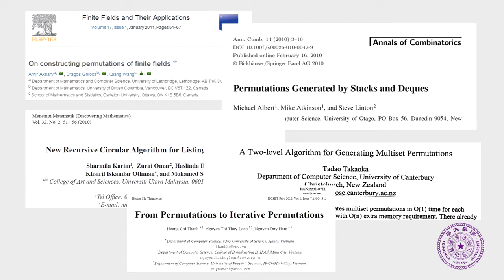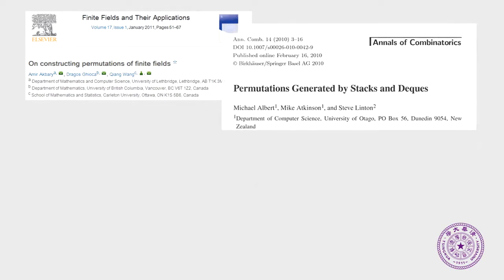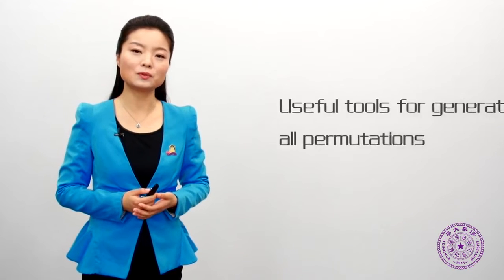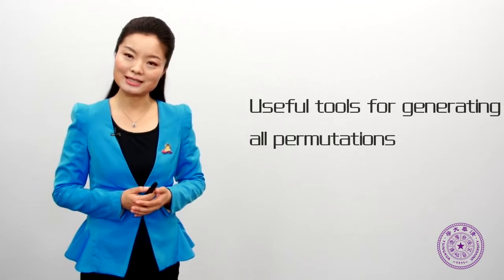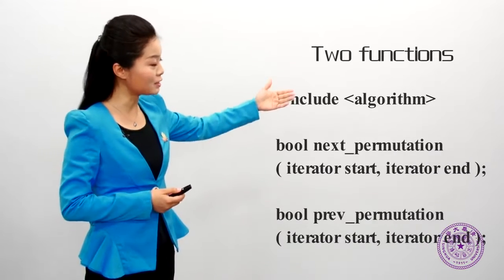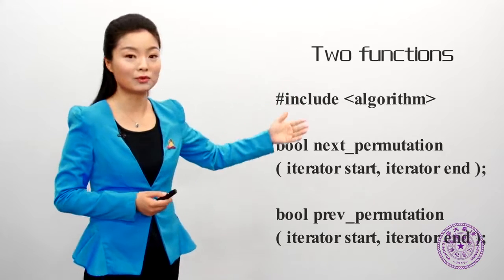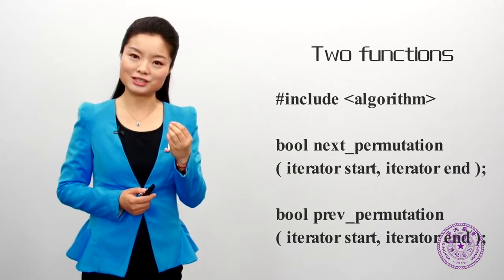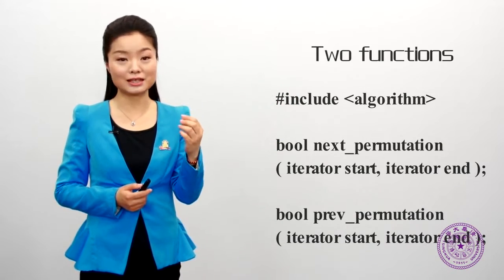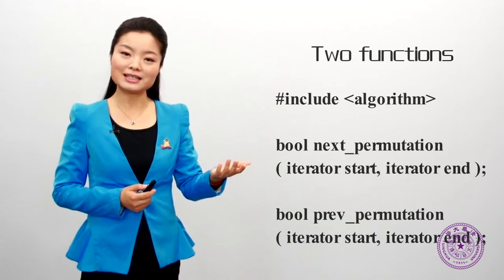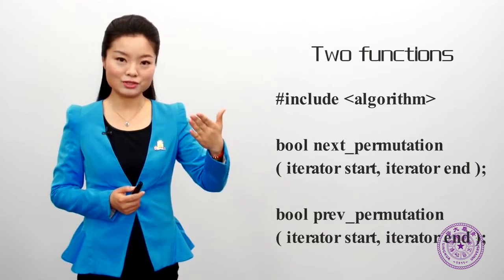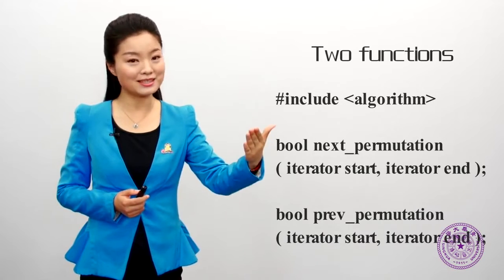different situations. Actually, what we use the most is two useful tools provided in STL. Let's see, in STL, there are two functions. One is next_permutation, another is prev_permutation. These two functions will generate the next permutation in lexicographic order. So, let's see what will happen if we use these two functions to generate permutations.